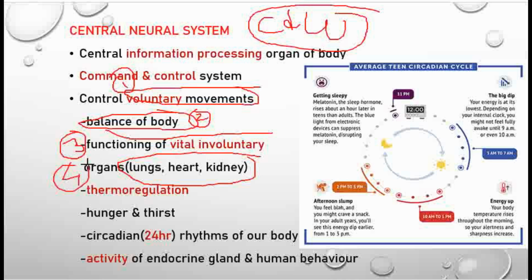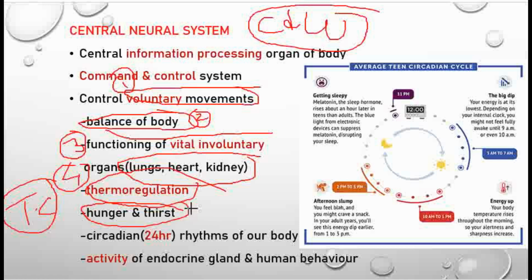Then thermoregulation. As the name suggests, thermo means temperature. So temperature regulation, it controls temperature. The brain does thermoregulation. Then hunger, when we feel hungry or thirsty, that is also controlled by the brain.